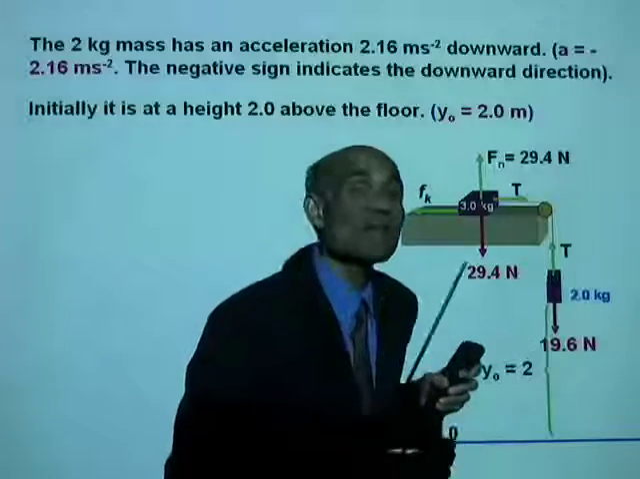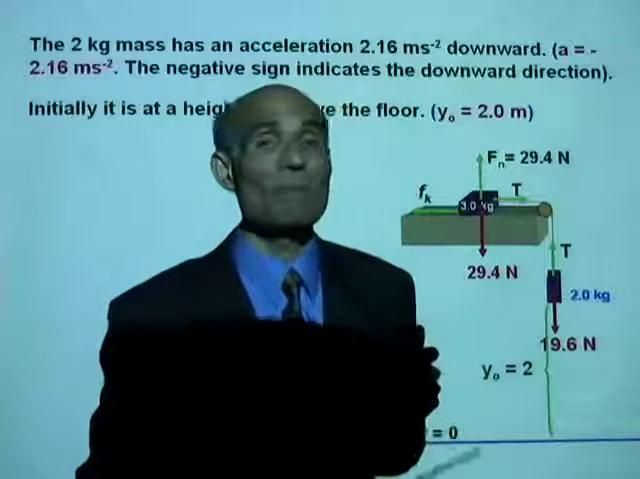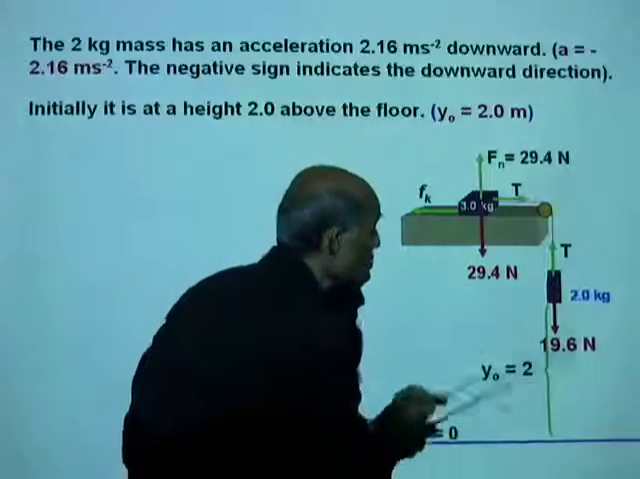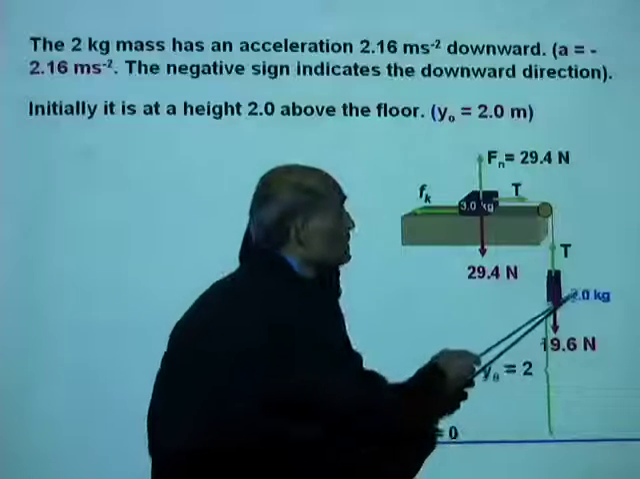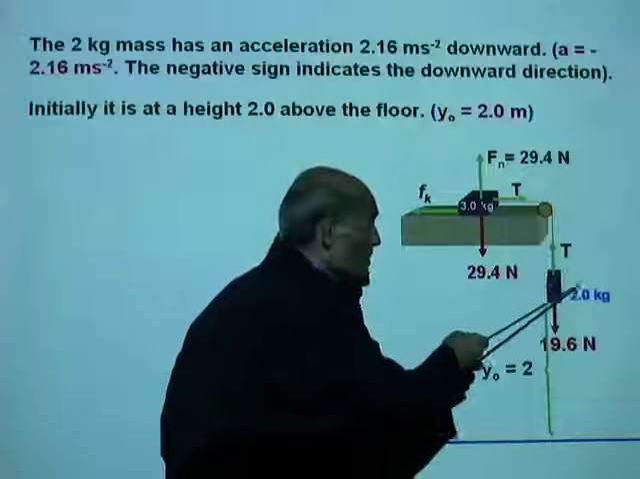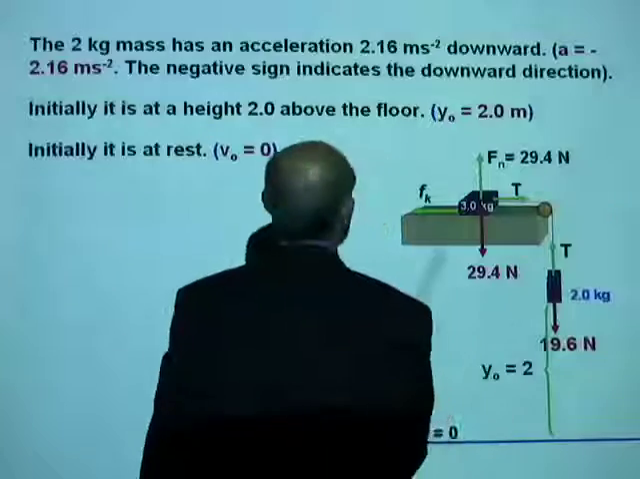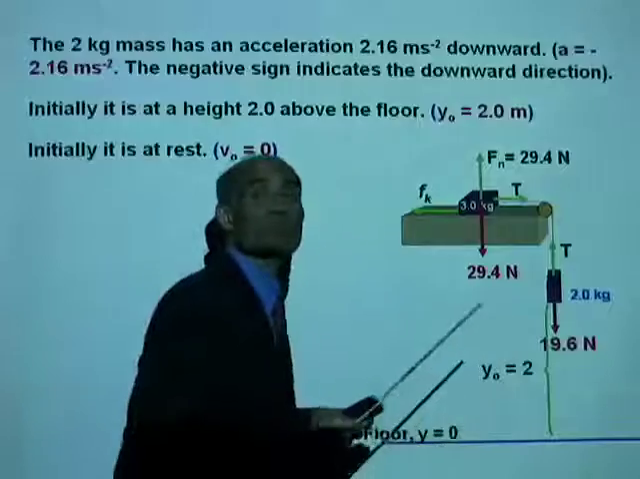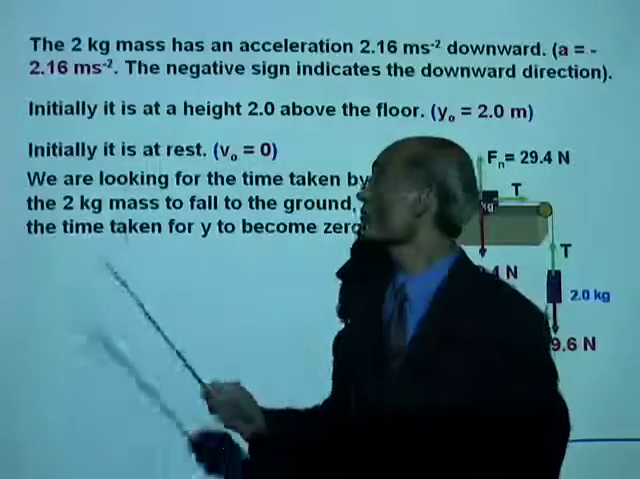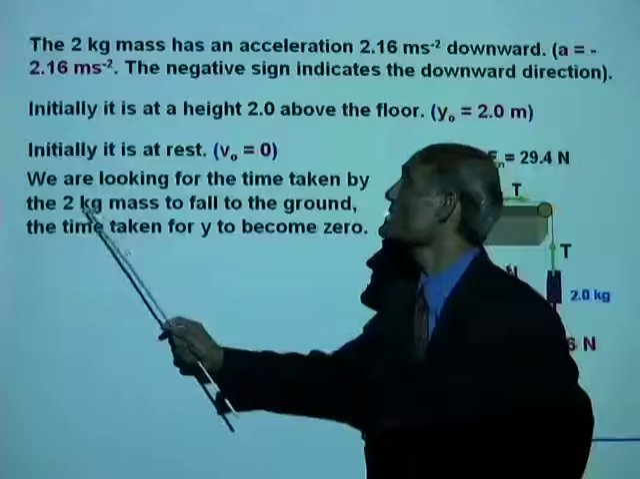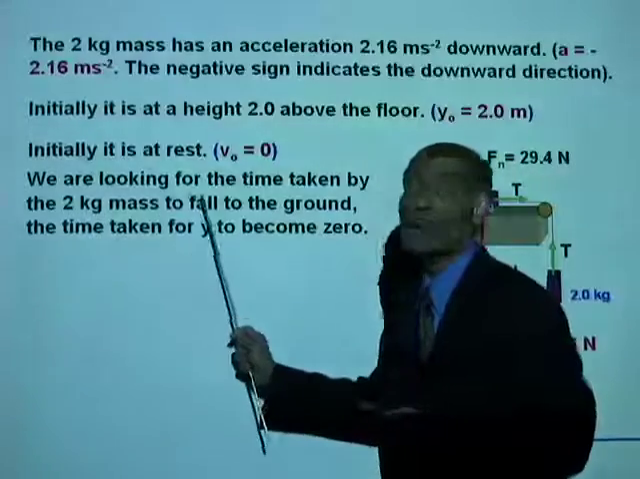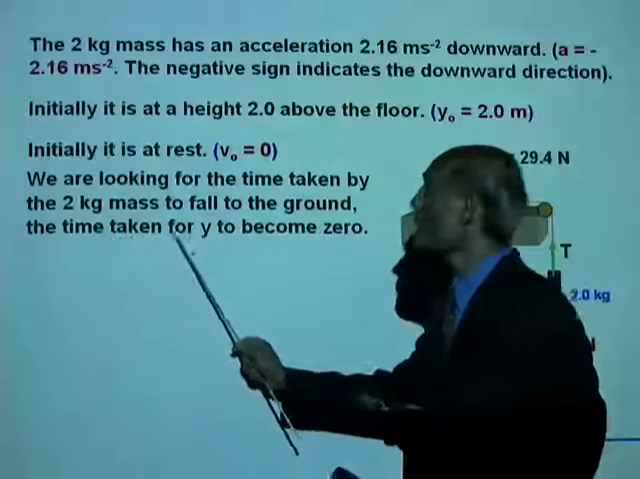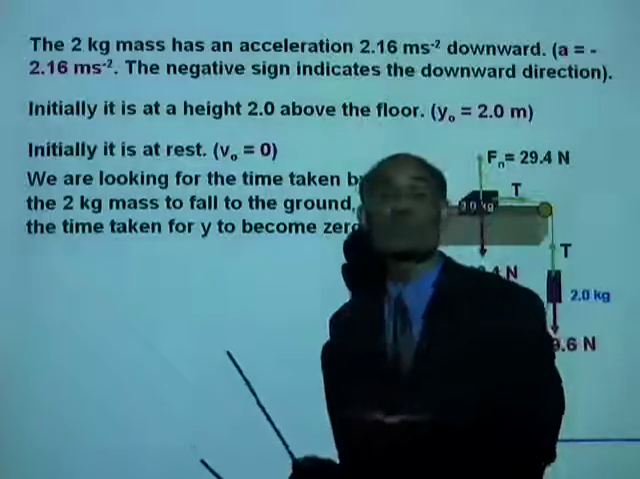What is the equation that will help you to find that time? Well, we know y0. We assume that initially the initial velocity of the object is 0. v0 is 0. We are looking for the time taken by the 2 kilogram mass to fall to the ground. That means the time taken for the y position to become 0.